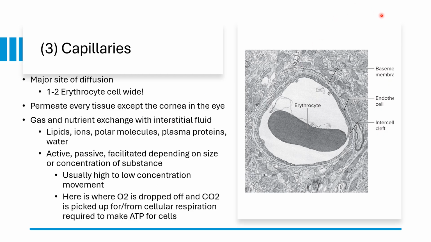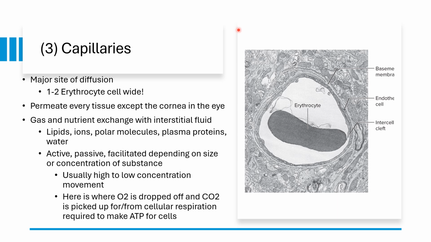Work our way down to capillaries. It's the major site of diffusion. I love this picture. It shows a capillary being only as wide as one red blood cell. So this is a red blood cell on its side. That's how wide a capillary is. Sometimes it can be a little bit bigger, but they permeate every tissue in your body except the cornea. Not necessary for the cornea.